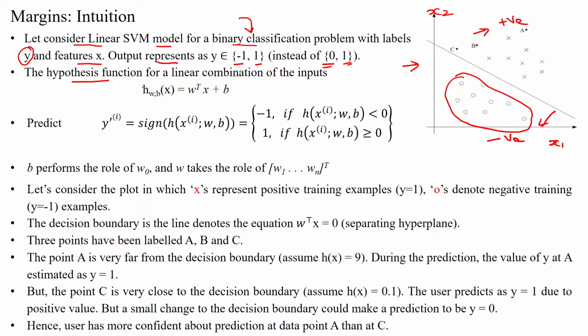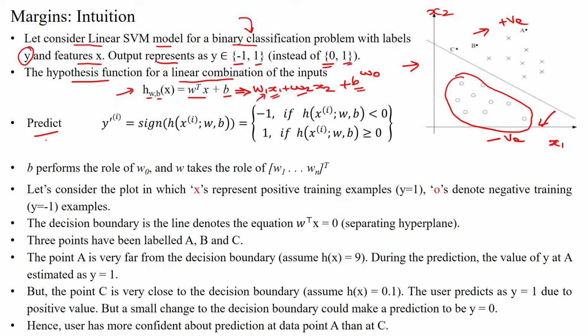The hypothesis function for a linear combination of inputs is denoted h of x with respect to parameters w comma b, represented as w transpose x plus b. This can be extended as w1 x1 plus w2 x2 plus b. Here w1 is the parameter for feature x1, w2 is the parameter for x2, and this is the bias, which takes care of w0 in the SVM hypothesis function.